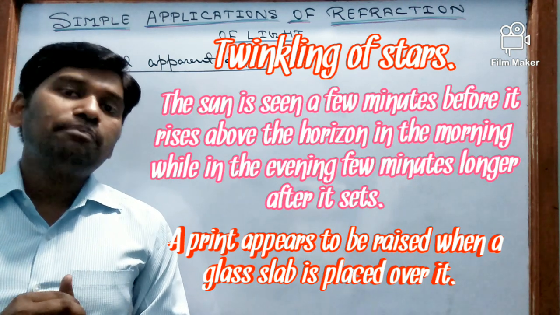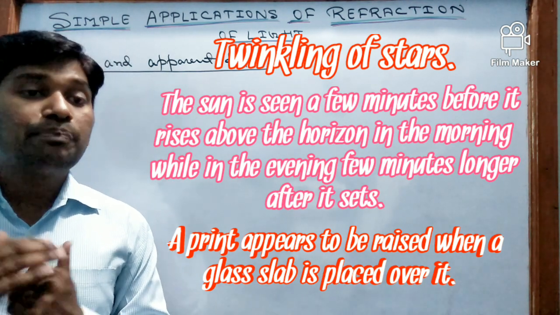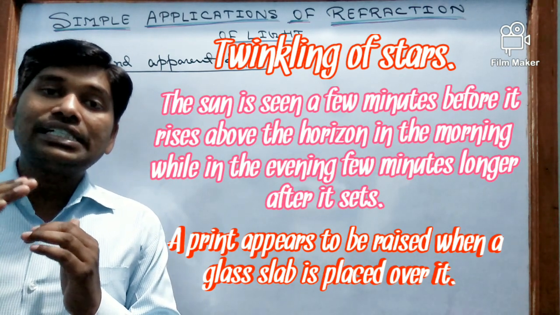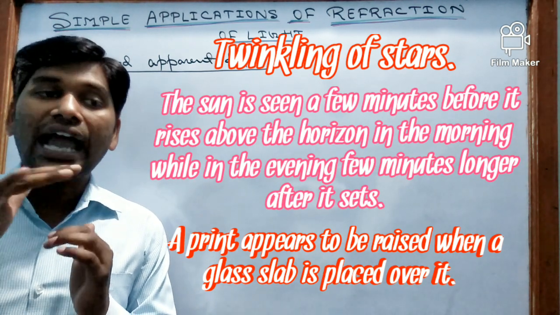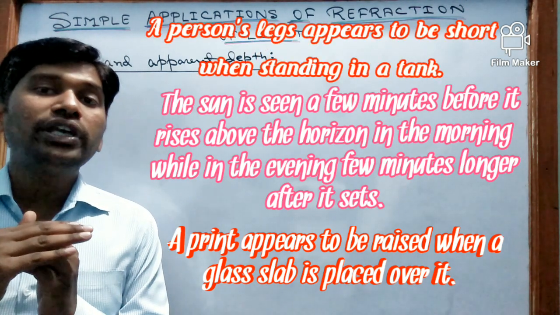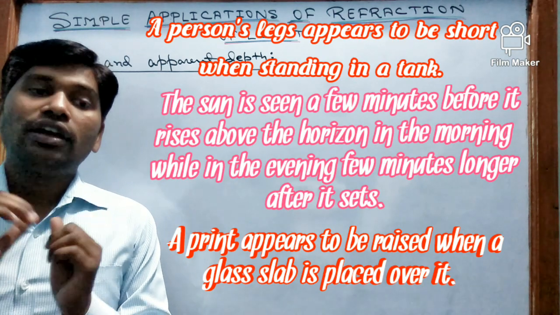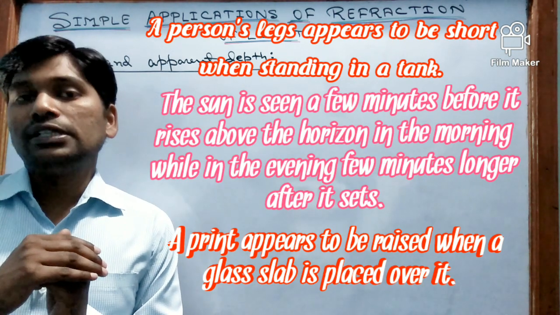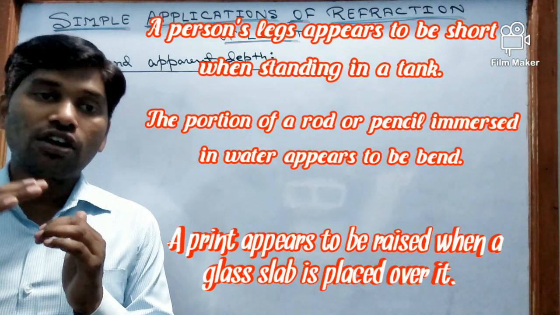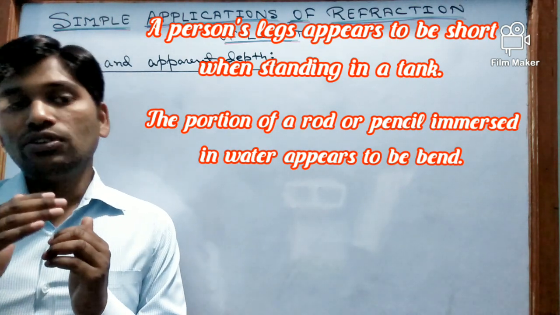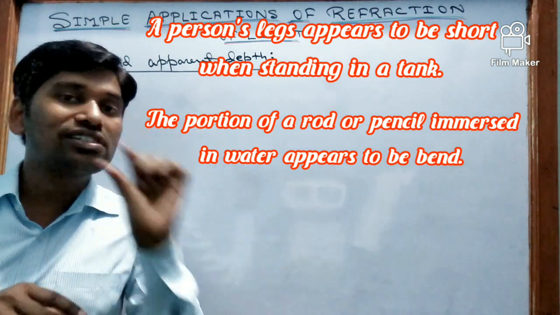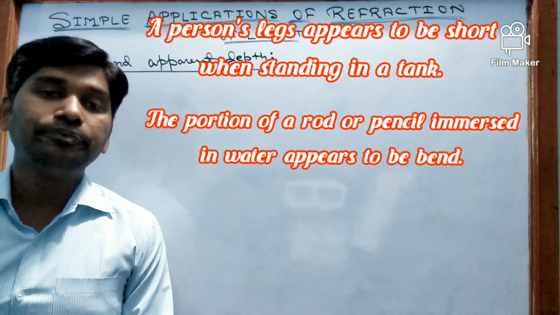More examples if I will talk. A person's leg, if he is standing in water or a tank, then we will find his legs appear to be short. More examples we will see. The portion of a rod or a pencil immersed in water appears to be bent. It will not look straight. It will seem to be bent.